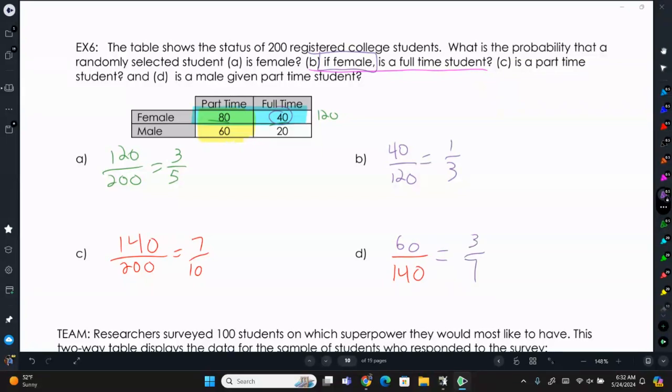So you can see how the probability is different if you're just selecting or focusing on a subgroup here. We focused in on just the part-time students. What's the probability that that part-time student will be a male?